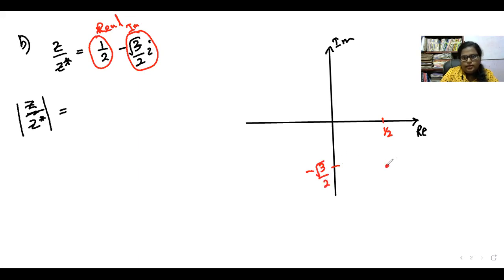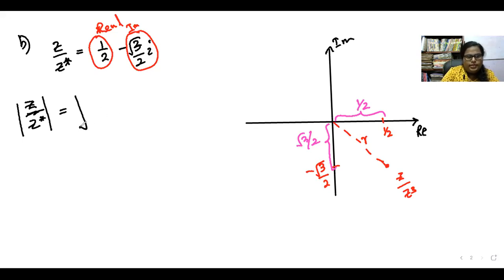So we can denote this complex number Z over Z3 here, right? The modulus value of this complex number is this length, which we call R. So we can get the lengths of these sides. This one is square root 3 over 2, and this one is half. So you can get the R value by using Pythagoras theorem.